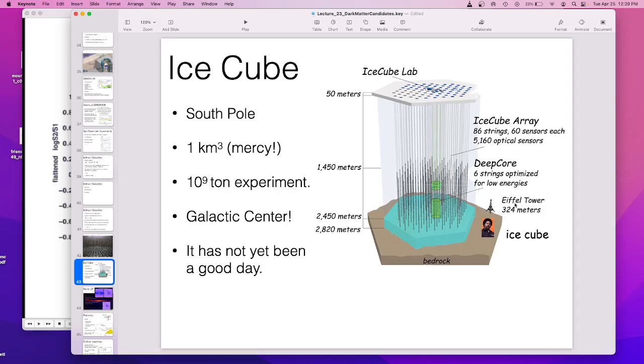So the Eiffel Tower and IceCube are here for perspective. So far it has not yet been a good day. They have not seen any things. They have seen some really crazy high energy particles. They've seen some really ridiculous particles with IceCube.